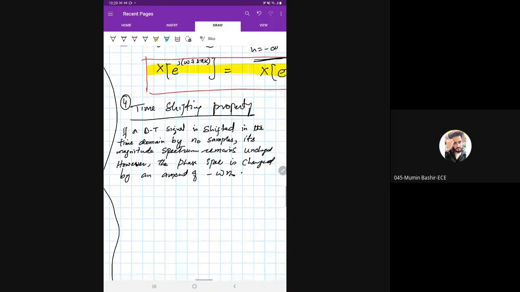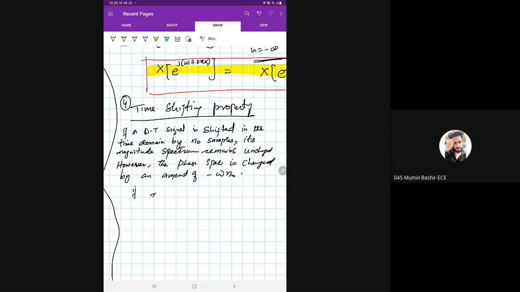That means that if you have a signal x of t, and you want to find the discrete time Fourier transform of the signal, then we will obtain x of e to the power j omega. Okay. Then if we shift this signal, so we have not x of t, sorry, it is x of n, because this is a discrete time signal. Then if we shift this signal x of n by n minus n naught, that means by n naught it is shifted. Okay, so there is a shifting in the signal.